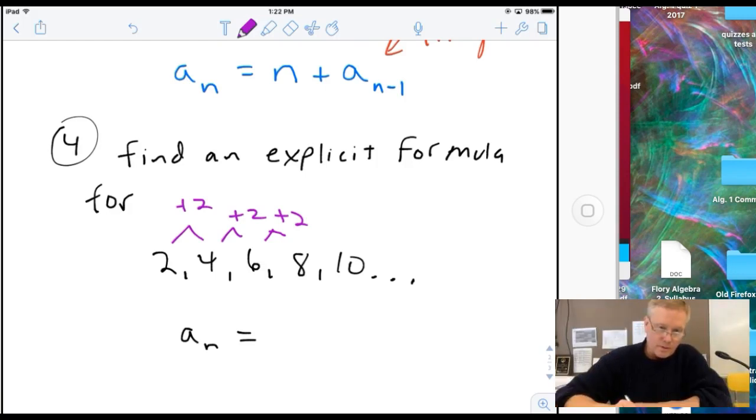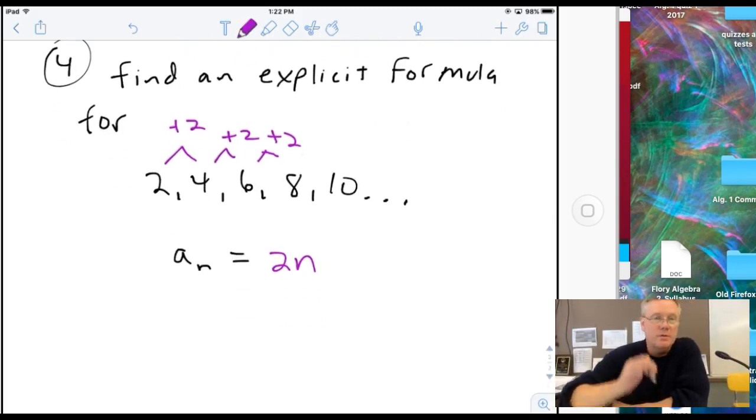Okay, so since the rate of change is going up 2 every single time, this is a of n equals 2n. And the idea is if I plug in 1 for n, you should get the first number in the sequence. If I plug in 2 for n, I should get the second number in the sequence. 3 for n should give me the third number, and et cetera, et cetera.